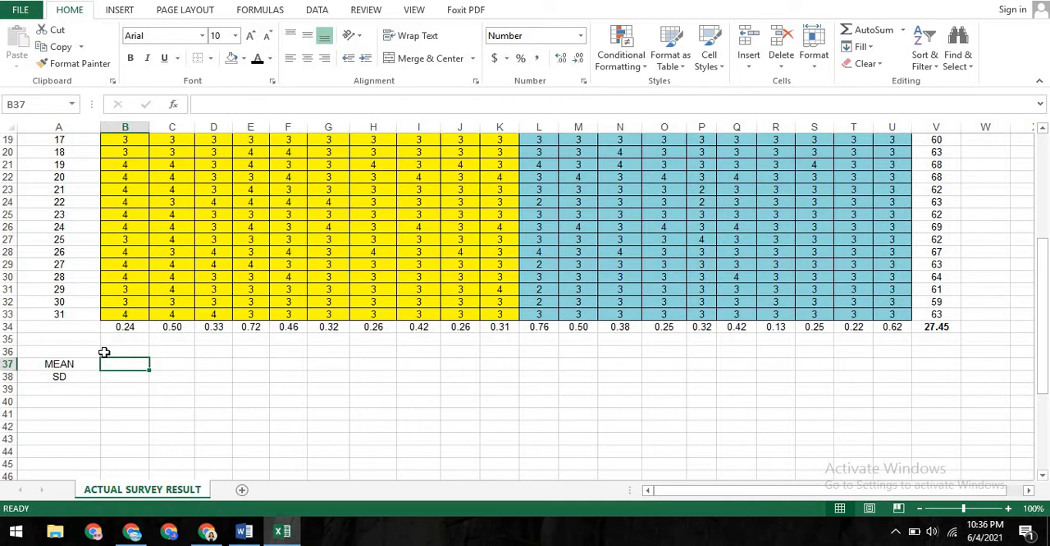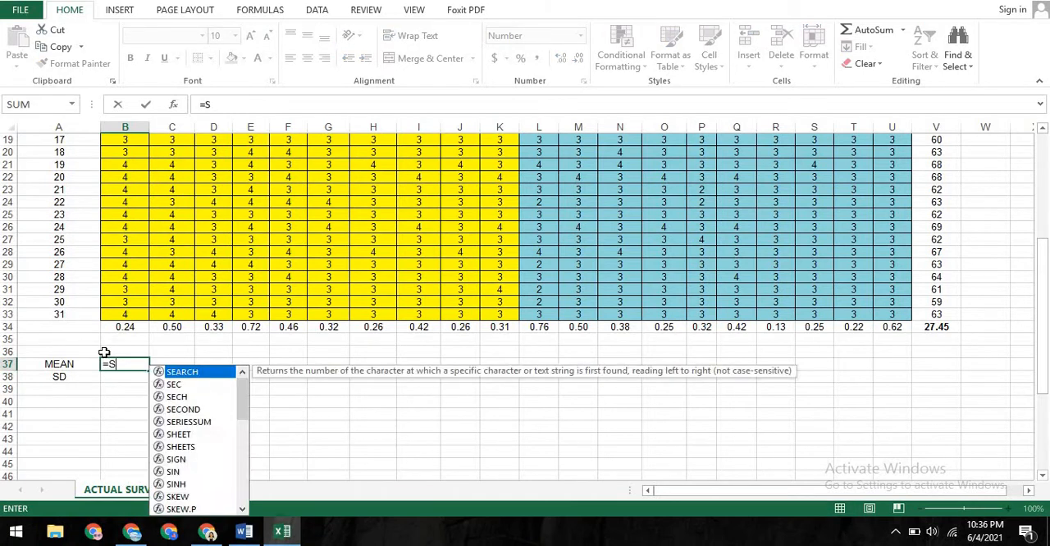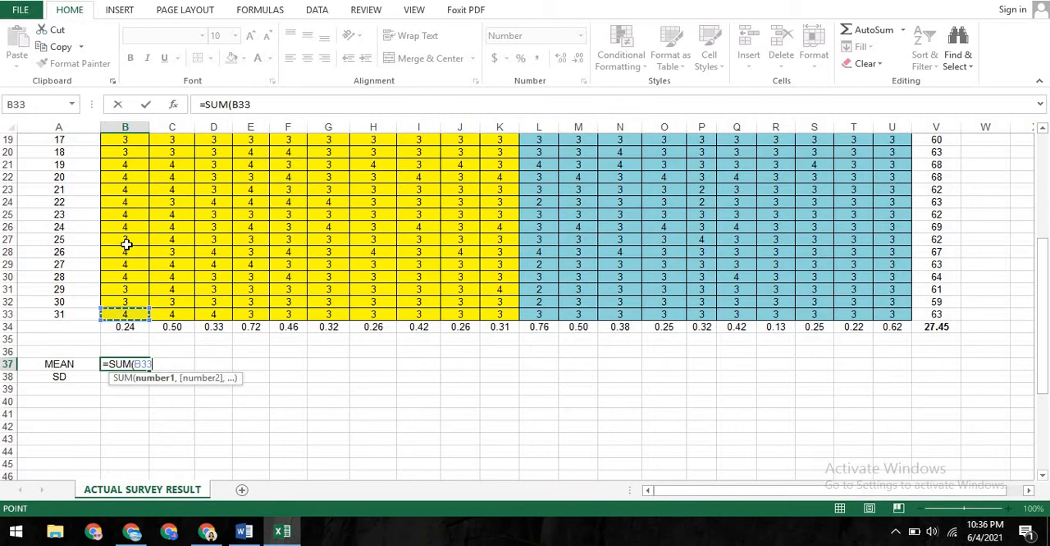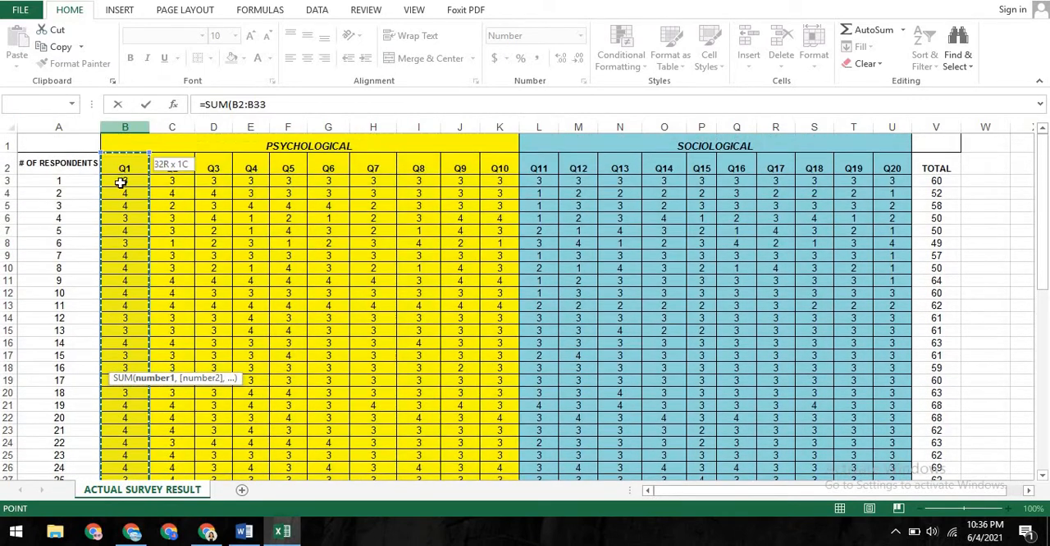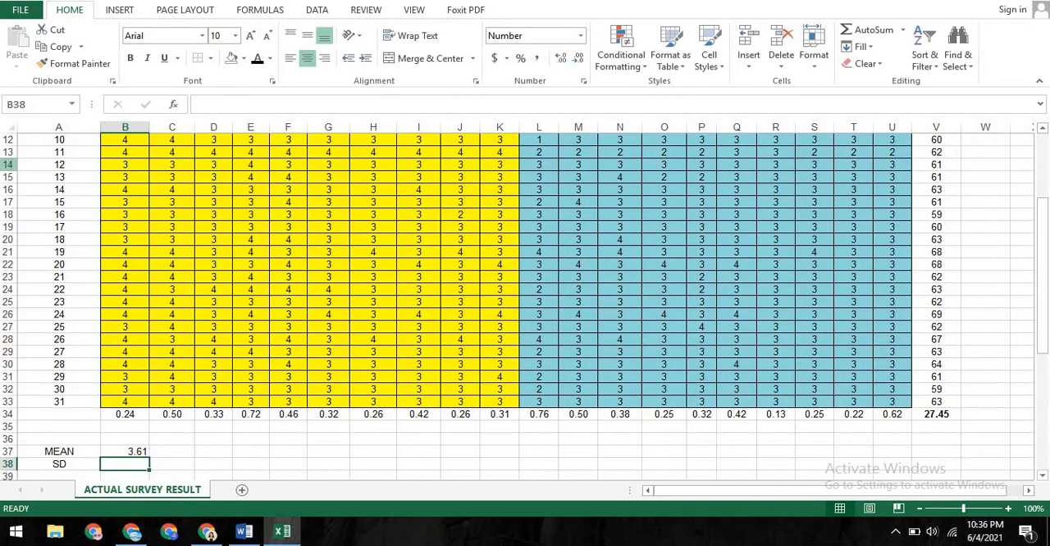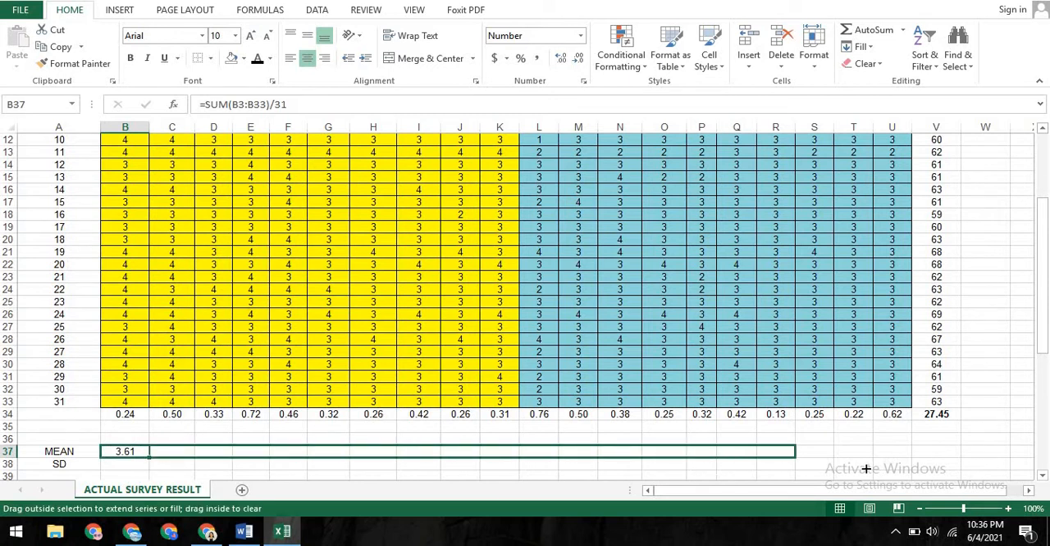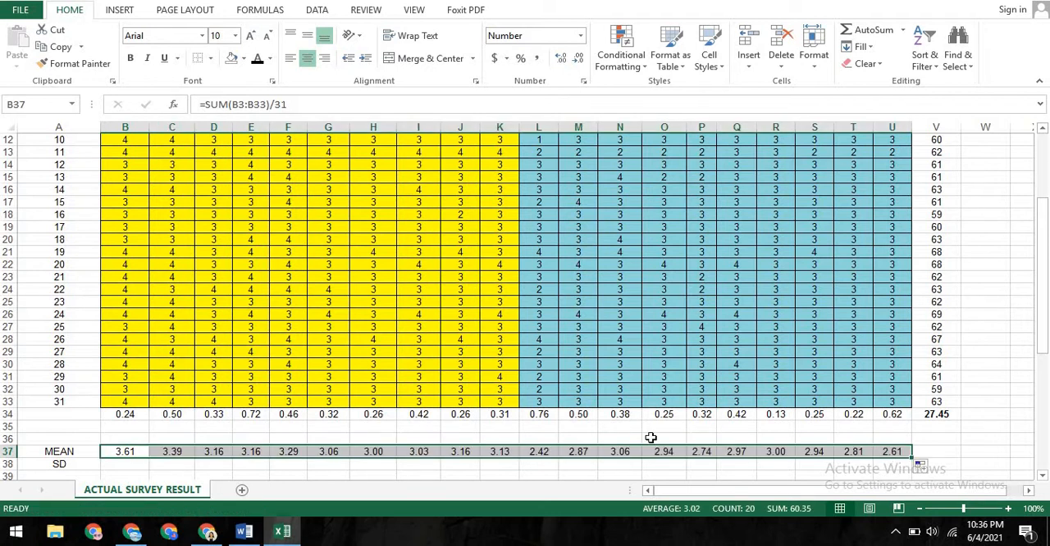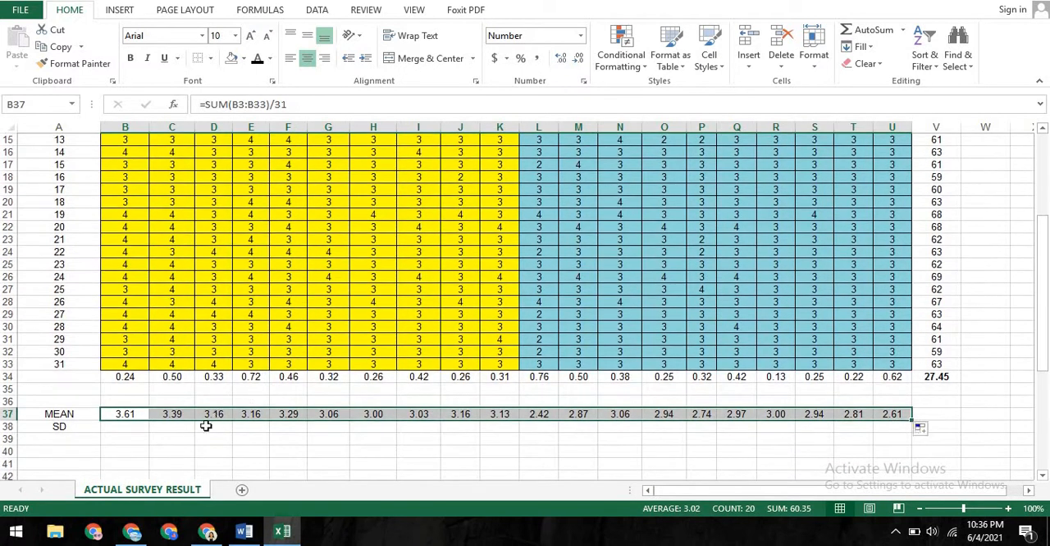Now, let us use the formula sum, open parentheses. Just highlight all the answers under question number 1, close parentheses, divide it by the total number of respondents, that is 31. So that's it. That is your mean result for question number 1. Now we are going to drag it until the last item of your questionnaire, right?